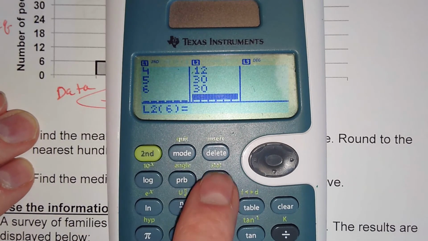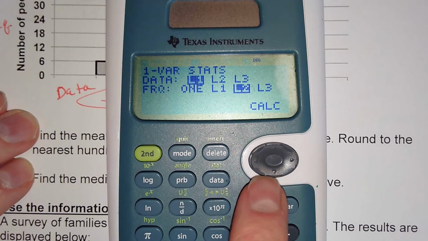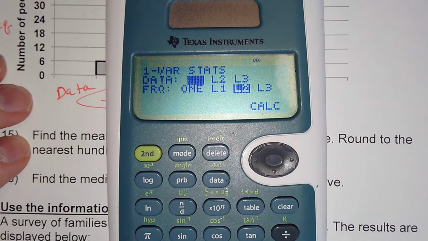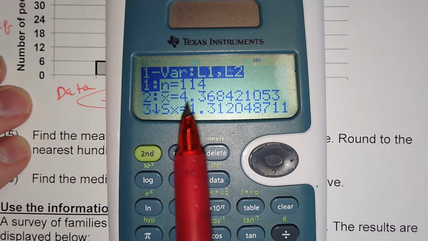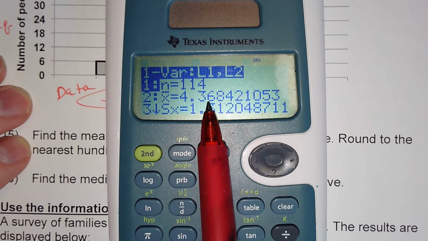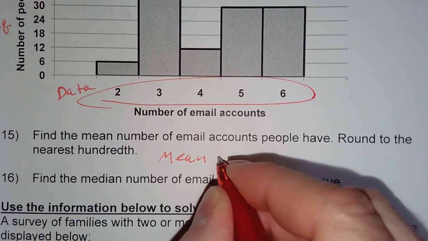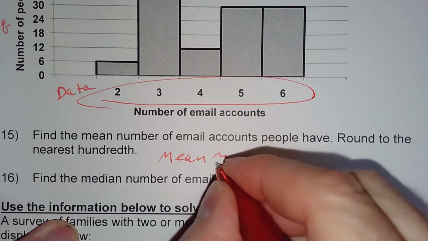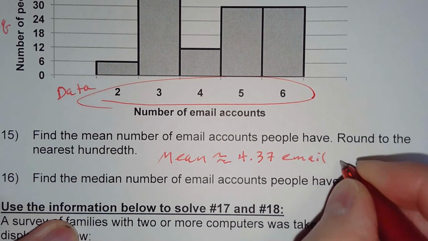Now I'm going to do a second stat key, one variable stats. Data is in L1. My frequency is L2, so the way my calculator was set up, it was already correct. If not, you would just go ahead and arrow over to L2, hit enter, and then enter to calculate. So here's my mean, 4.37. So again, you want to be doing this on the calculator. And it's 4.37 email accounts.